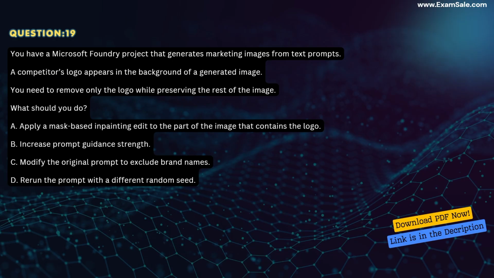Question 19. You have a Microsoft Foundry project that generates marketing images from text prompts. A competitor's logo appears in the background of a generated image. You need to remove only the logo while preserving the rest of the image. What should you do? A. Apply a mask-based in-painting edit to the part of the image that contains the logo. B. Increase prompt guidance strength. C. Modify the original prompt to exclude brand names. D. Rerun the prompt with a different random seed.